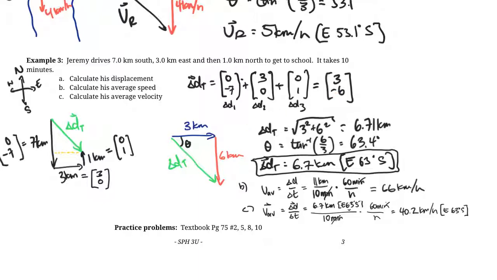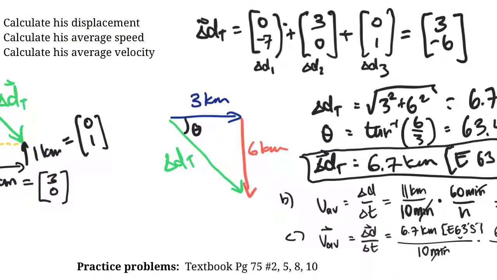This is just a little bit of a thought thing. You don't need to copy this down. But if we had done our y, so if we started at the same point and done our y first, 6 kilometers, and then done our x, look what happens. We end up at the same point.